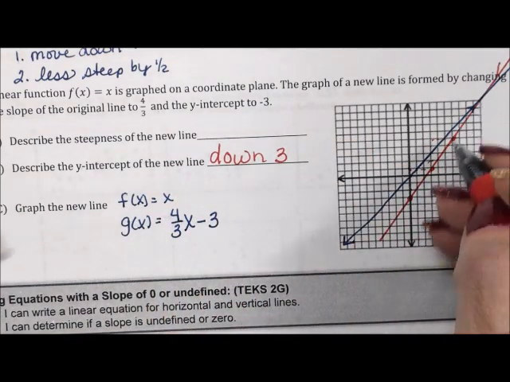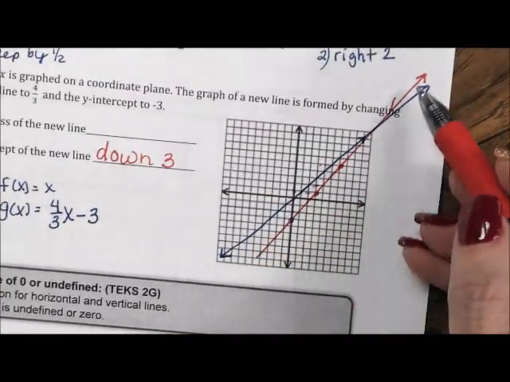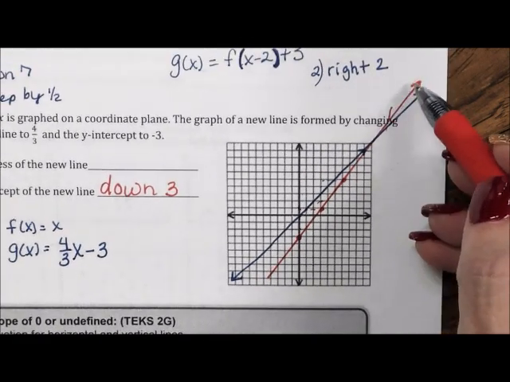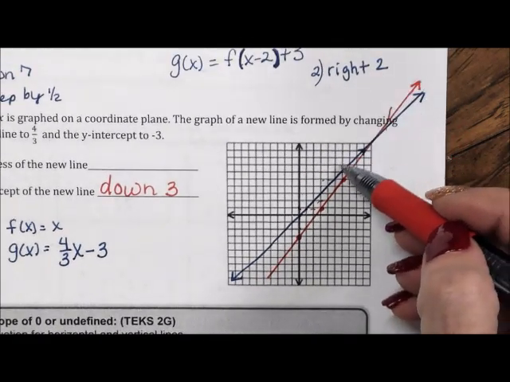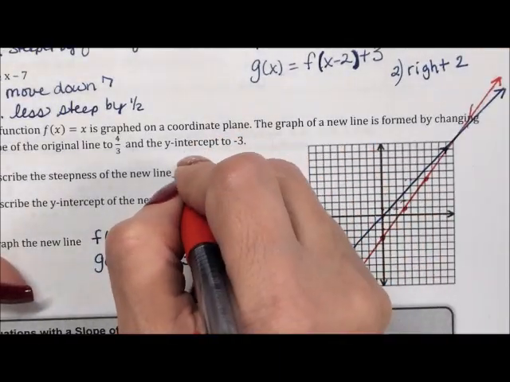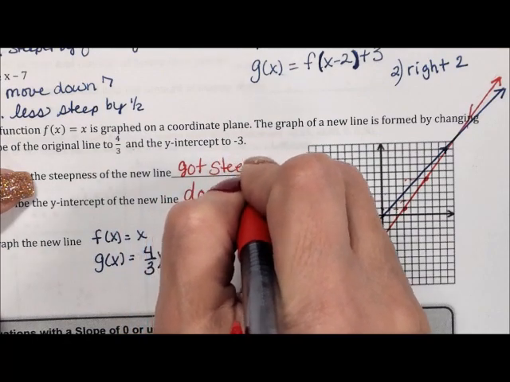The steepness, though, which line is steeper? Well, you can't really see it until you get up here. And then you can see that if I was a snow skier, this line, let me make it a little straighter, this line's a little bit steeper than the parent function. So I'm going to say what happened to the steepness? It got steeper.